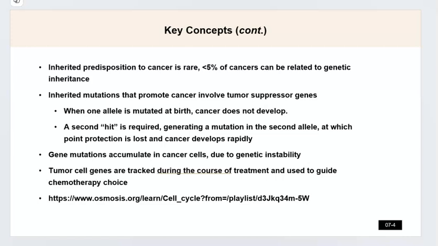Gene mutations accumulate in the cancer cells due to genetic instability. The tumor cell genes are tracked during the course of treatment and used to guide chemotherapy. And I've put the link here for the Osmosis videos about the cell cycle.